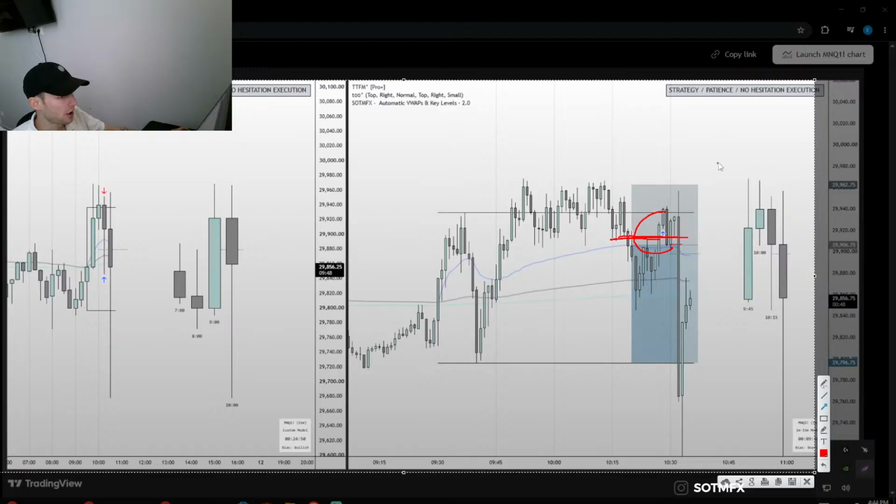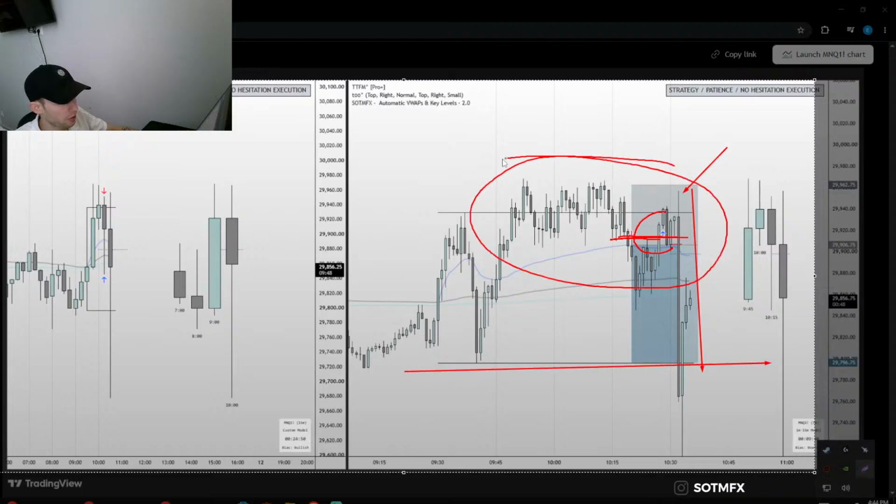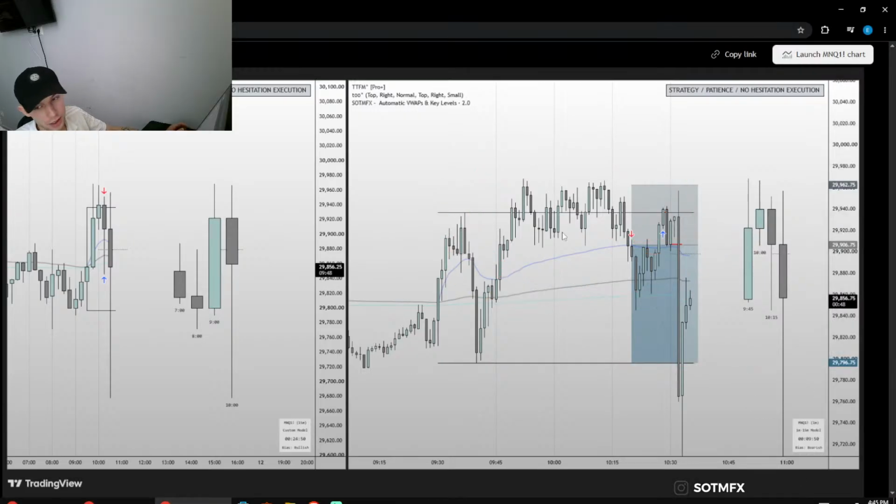But right at this point, it was news related to Trump and Iran. So as you can see, price just pushed to the opening range low. So I mean, I was on the right side, but unfortunately, I managed my trade prematurely, I would say.